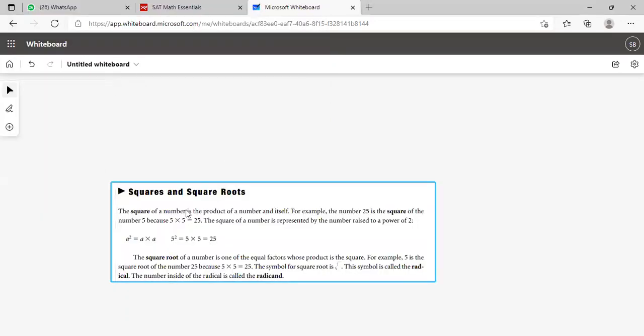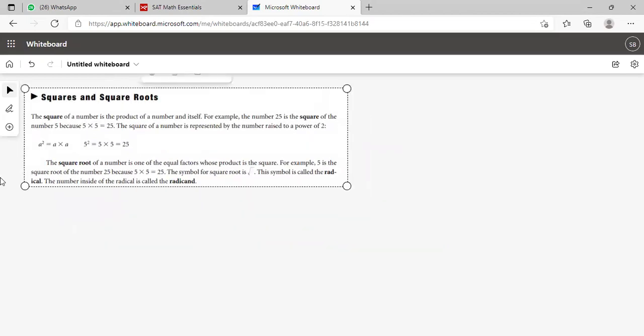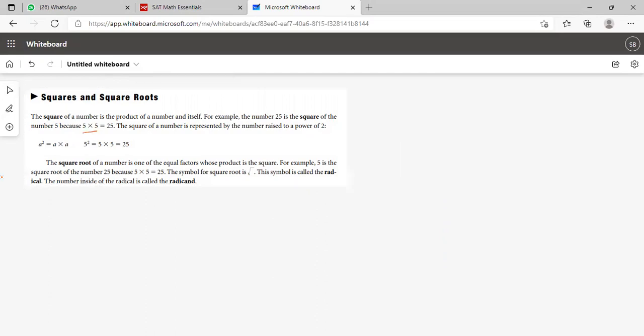Okay. Squares and square roots. The square of a number is the product of a number and itself, right? For example, 25 is the square of the number 5 because 5 into 5 is 25. The square of a number is represented by the number raised to the power 2. This is something which we already know. A square is basically square of A, right?